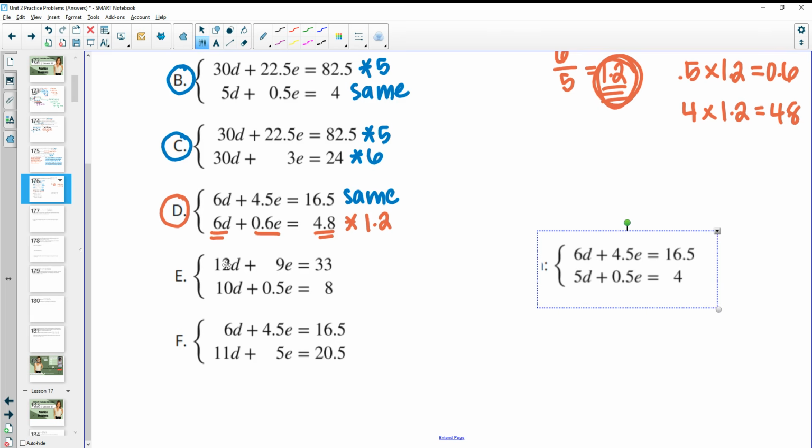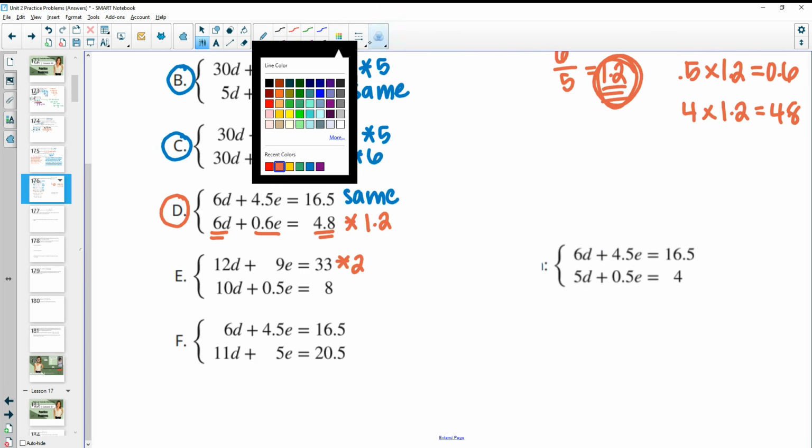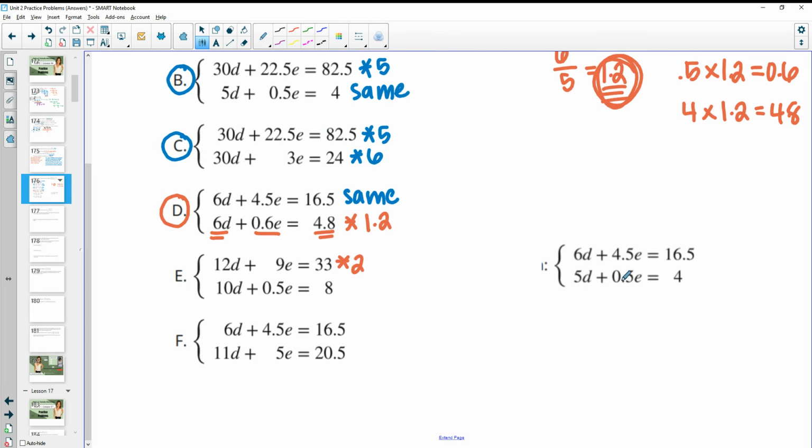All right, so then E, they changed this first number to a 12 from a 6, so that appears to multiply by 2. And 4.5 times 2 is 9. 16.5 times 2 is 33. So they multiplied everything by 2 there. Then this bottom equation, they went from 5 to 10, and then they stayed at 0.5. So this one is bad because they didn't change this one. So they changed the first and last, but not the middle.